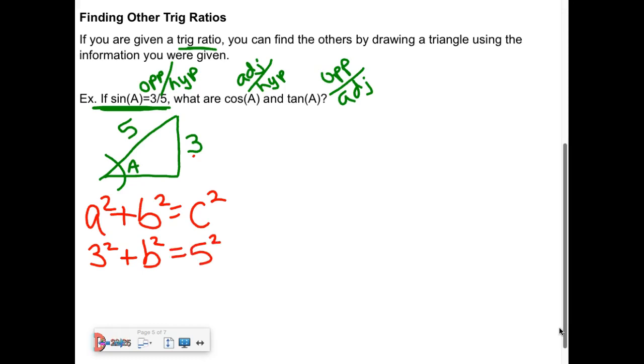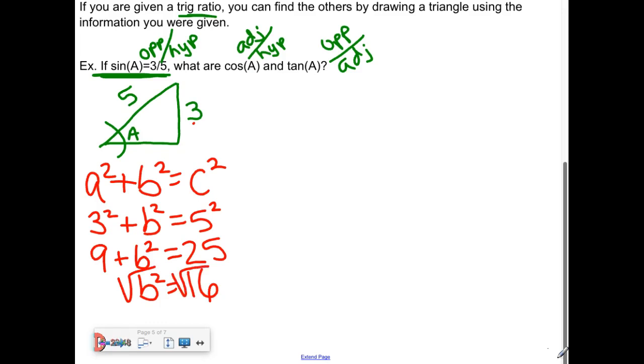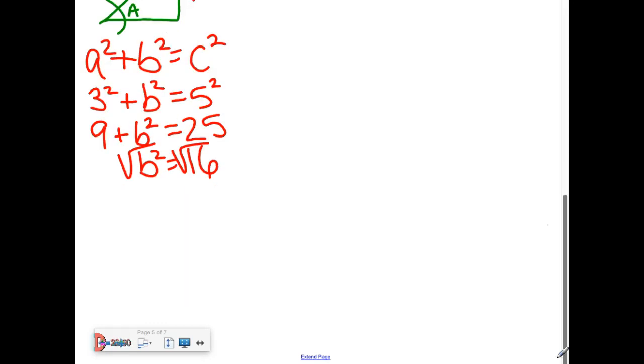Now we're going to do a little algebra to help us out here. 3 squared is 9. We don't know b. And 5 squared is 25. We have to solve for b squared, so I'm going to subtract 9 from both sides. Now I have b squared equals 16. To get rid of the square, we're going to take the square root. For this problem, we're getting a really nice answer. We're going to get b equals 4.